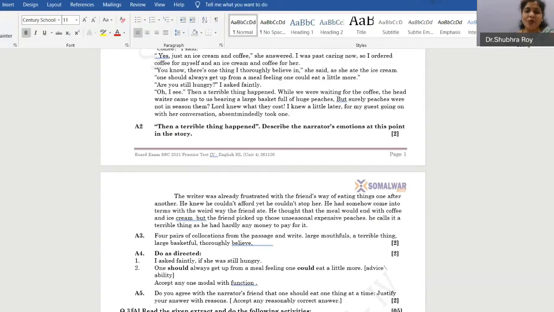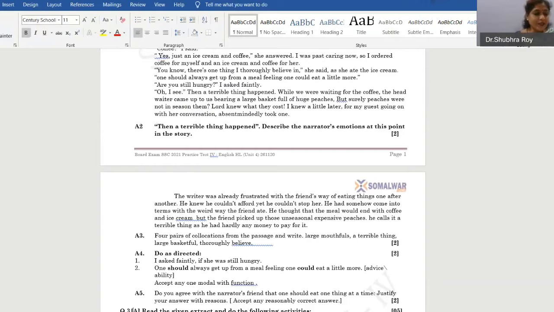You have to write it in your own words. Take the points from the passage and write it, frame it properly, compile it into your own words. Reasoning, if reason is required, you have to give the reason. Here, you have to give the reason because you are describing the narrator's emotions at this point of the story.